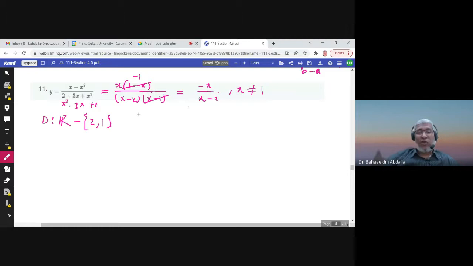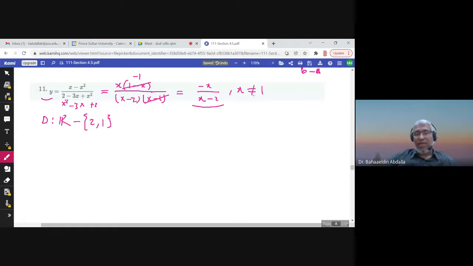So if I ask you what is the difference between this function and the original function, these two functions are exactly the same, but they differ at 1 because this function is defined at 1 while the original function is not defined at 1.